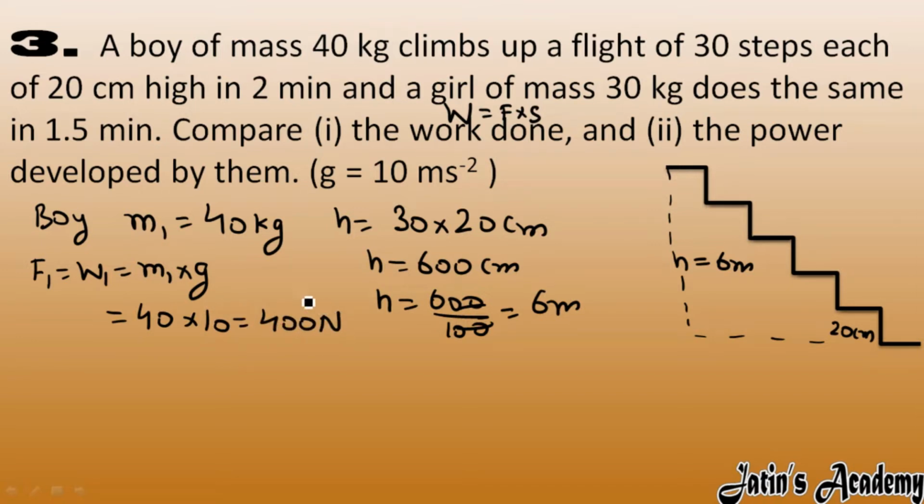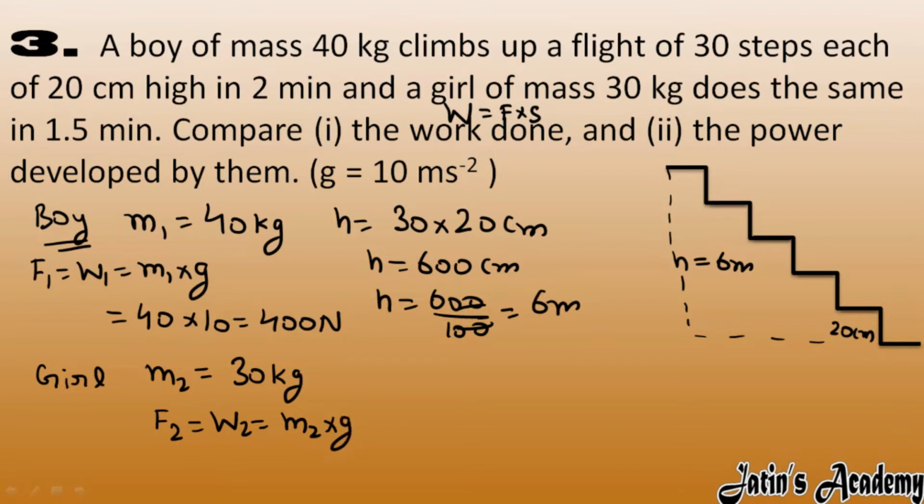So force F1 is related to the boy, and for the girl we have the mass of the girl as 30 kg. The force developed by the girl, which is the weight of the girl, is m2 into g. So here the force created by the girl, mass 30 and g value 10, is 300 Newton.